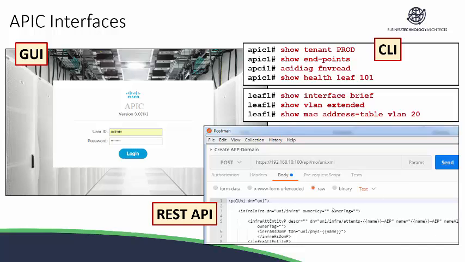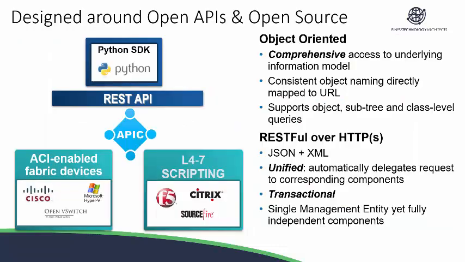You're going to actually do those configurations from the APIC itself. And here's the REST API, which here we're using Postman, and you can actually create by picking the right URLs and adjusting the payloads. You can actually script out or post changes that you want to make to the physical fabric, which actually goes into the open APIs and open source of ACI. So there's a Python software development toolkit. There's ACI-enabled fabric devices.